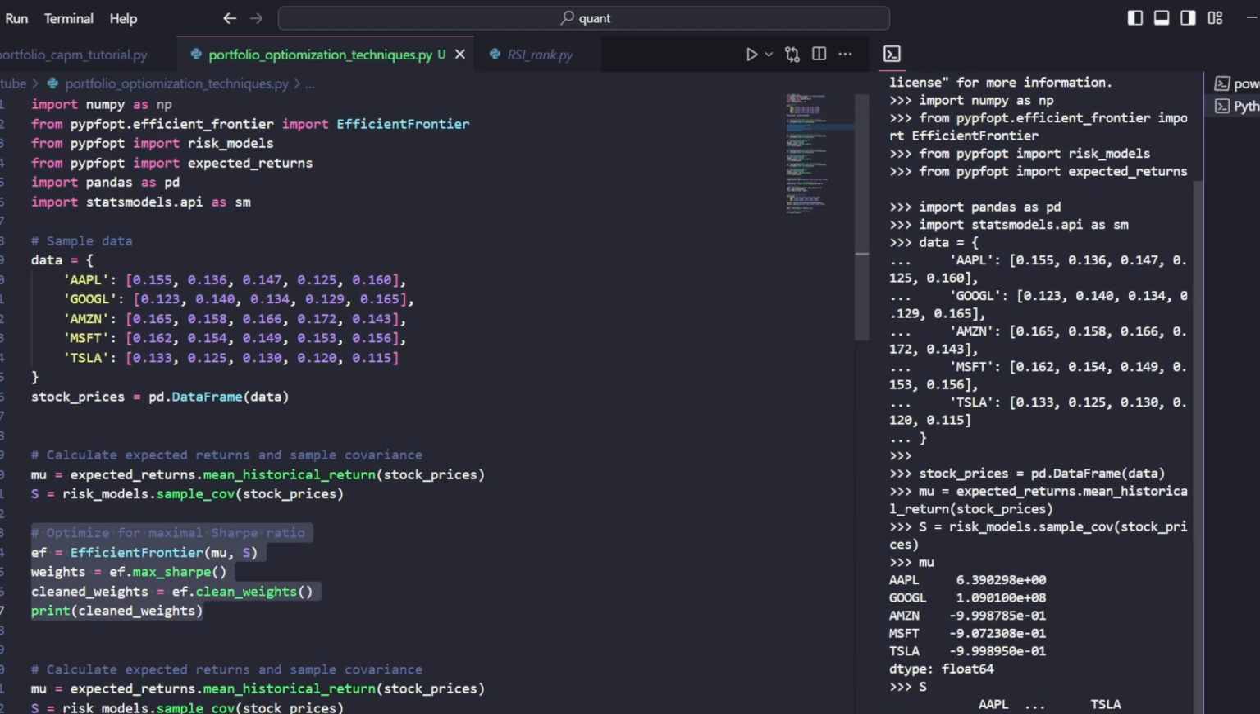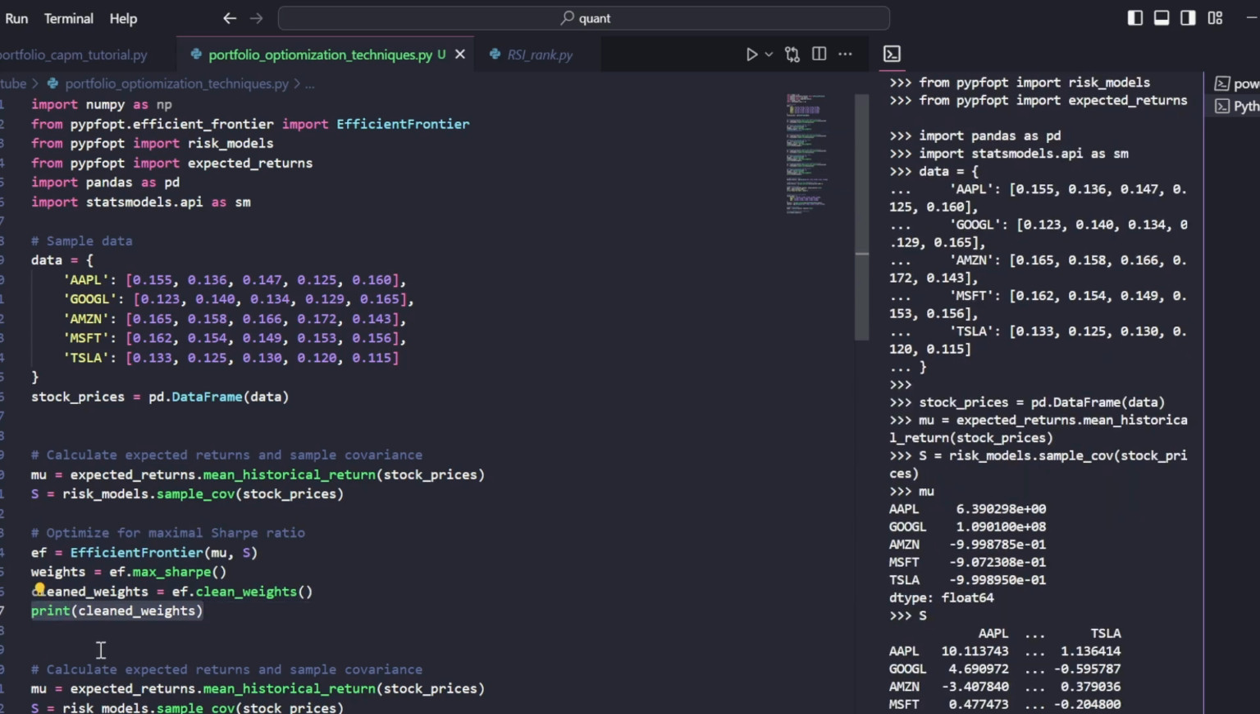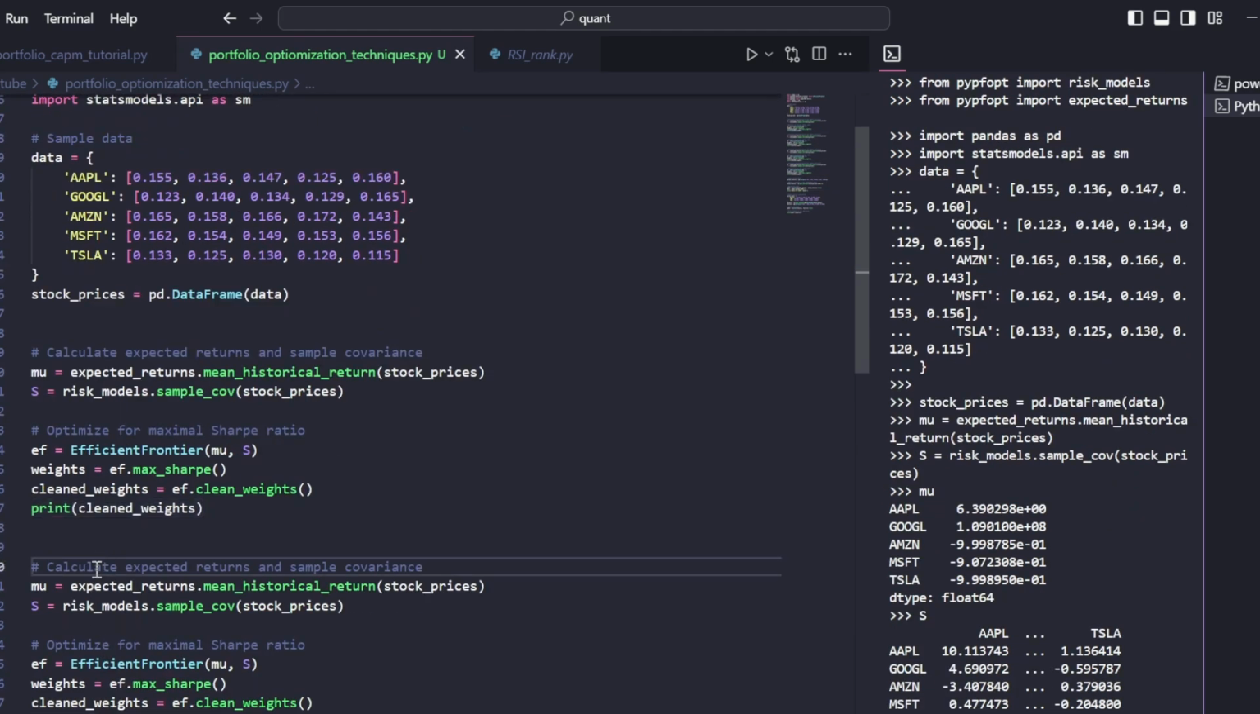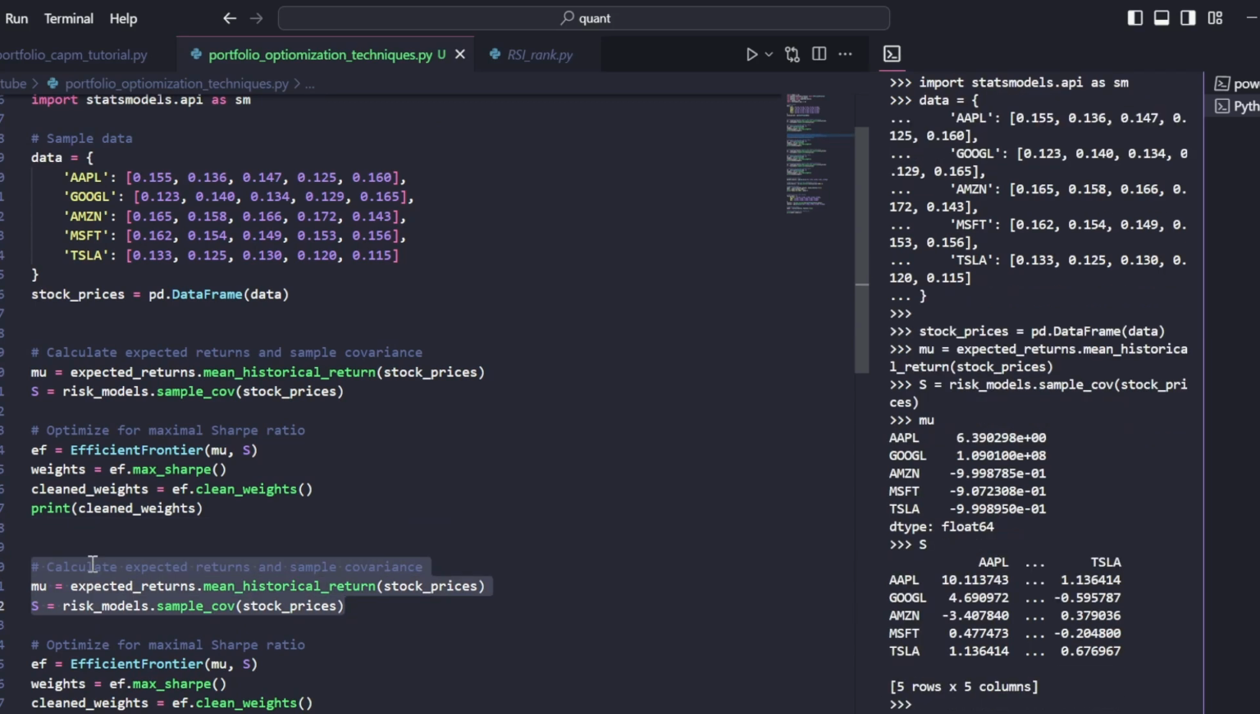We use statsmodels to run a regression between stock returns and market returns. With the beta, we can compute the expected return using the CAPM formula, taking into account the risk-free rate and the market's expected return.